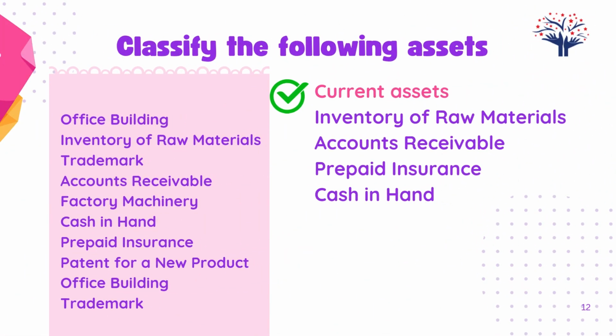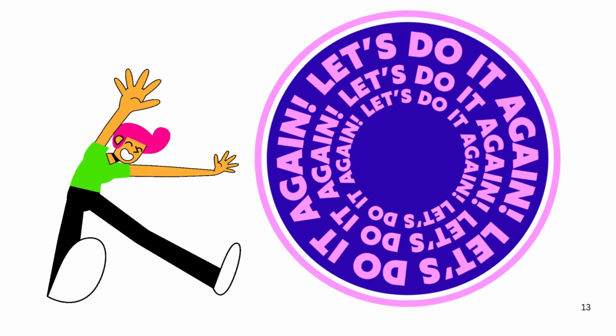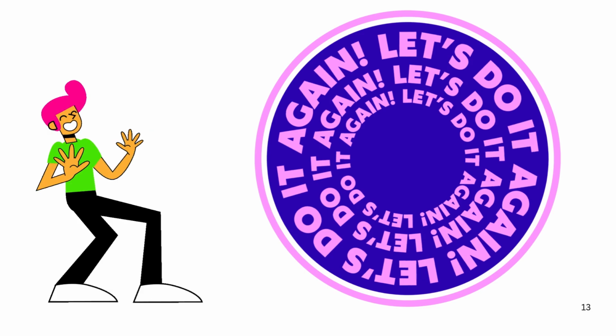Current assets. These are short-term assets that can be converted into cash within a year. Inventory of raw materials, accounts receivable, prepaid insurance, cash in hand. How did you do? Did you classify them correctly? If so, great job. If not, no worries. Learning is all about practice.